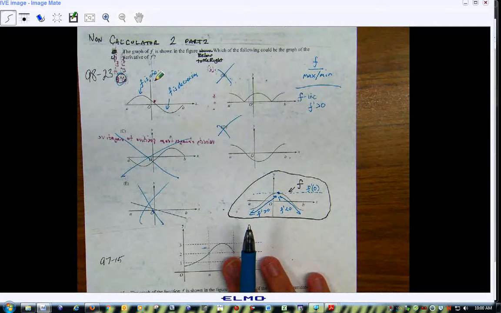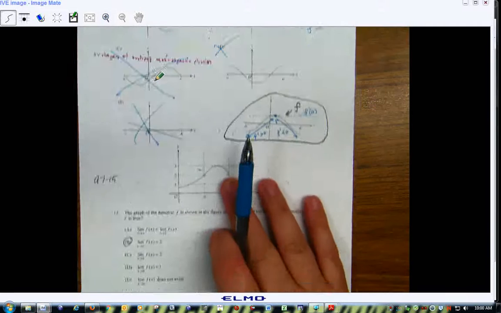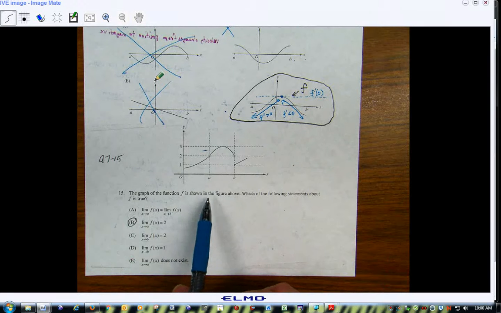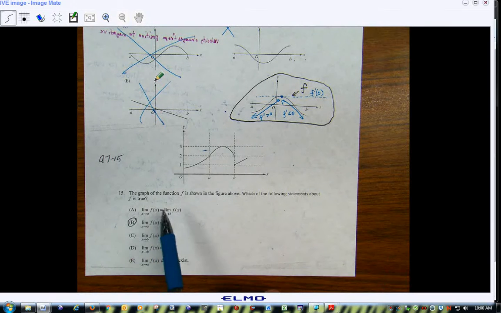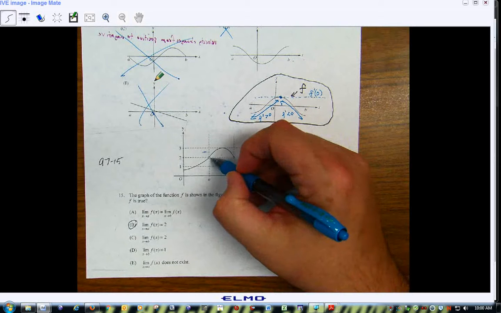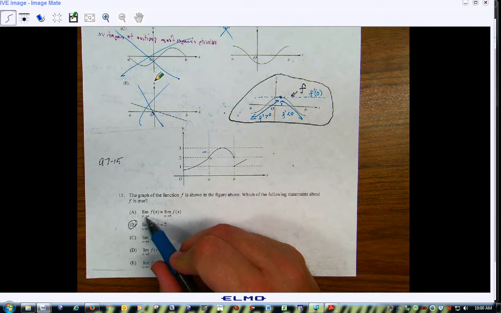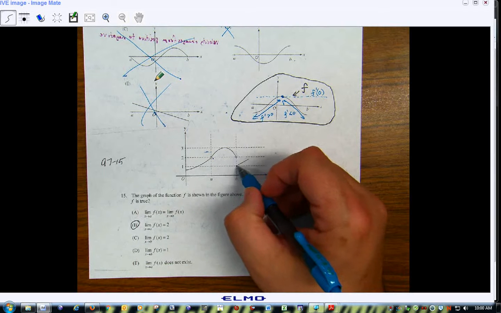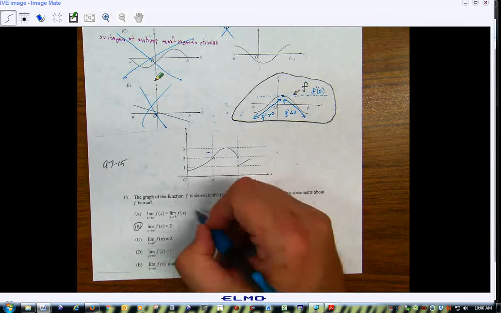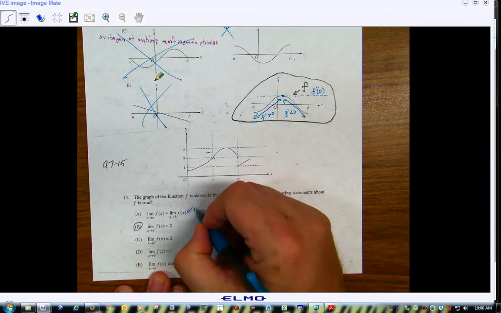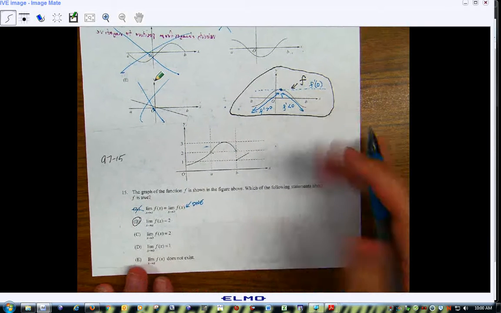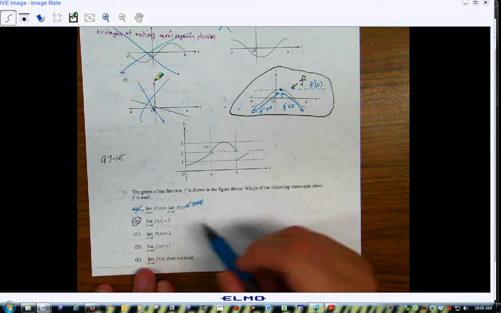All right, the graph of the function f is shown in the figure above. Which of the following statements is true? And we're looking at A. For the first one, the limit at A is equal to the limit at B. No, because there's no limit at B. Right, so that limit doesn't exist, so that guy's gone. So limit at A, is the limit at A equal to 2? Is it both going to 2? All right, that one's true.